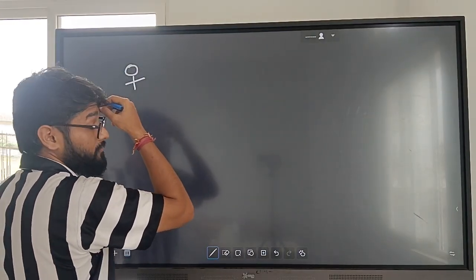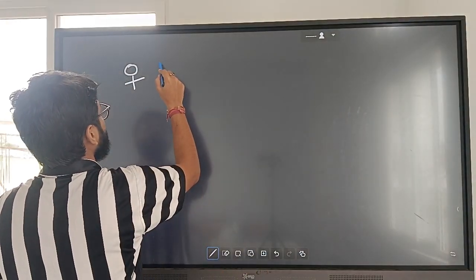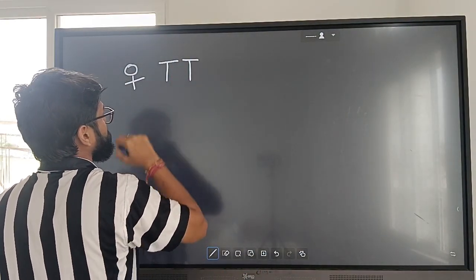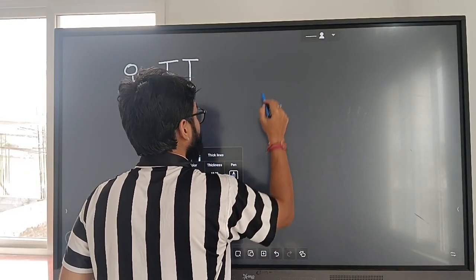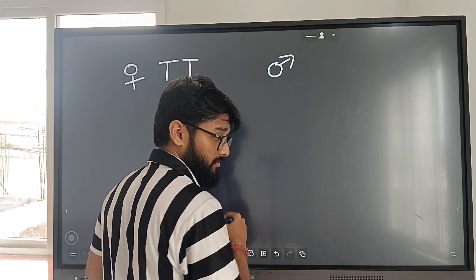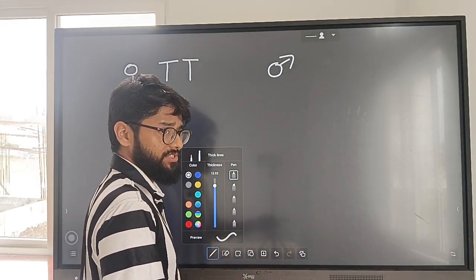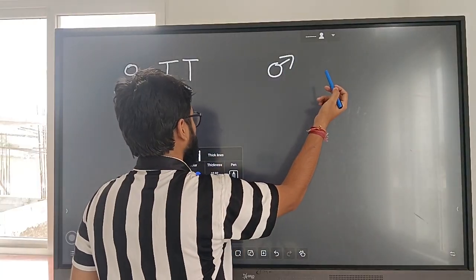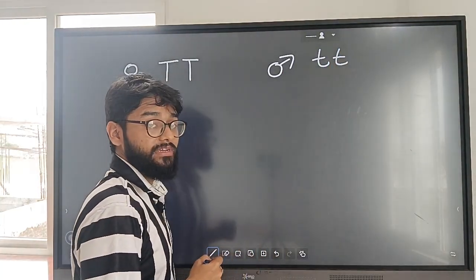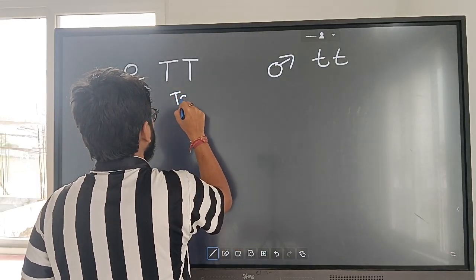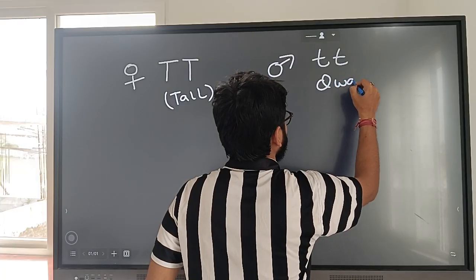Our female will be a tall plant, but homozygous. This is simply a recap, as we have already discussed it. We will be discussing dihybrid and other expected ratios. This is our male, and our male will be the contrary: a dwarf. This is our tall, and this is our dwarf.